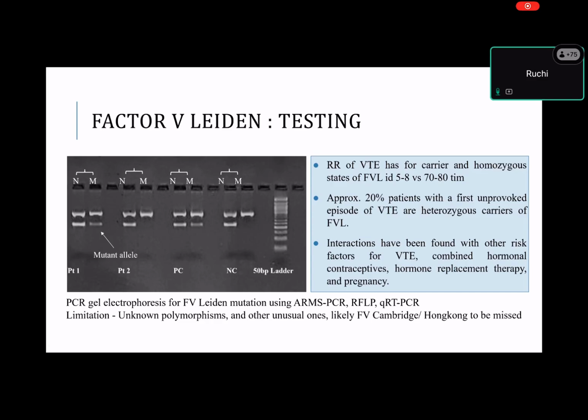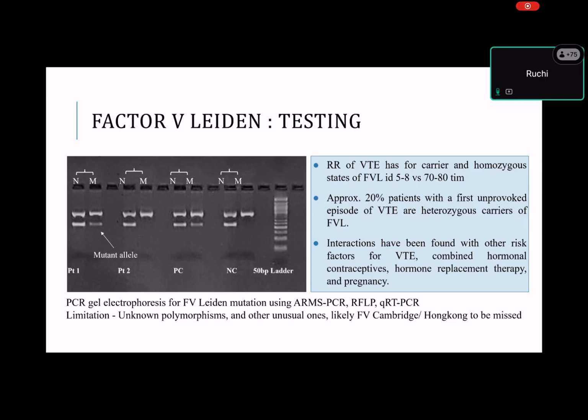Factor V Leiden, the heterozygous state, is probably one of the commonest thrombophilic states that we find. The relative risk of recurrence of VTE with factor V Leiden is almost 70 to 80 times as compared to a normal healthy control. Approximately 20% of patients with a first unprovoked episode of VTE are found to be heterozygous carriers of factor V Leiden. I think we have done almost 1500 or more screenings in the past 5-6 years, and we have hardly seen 1 or 2 homozygous patients; mostly we see heterozygous. And I think that is all.